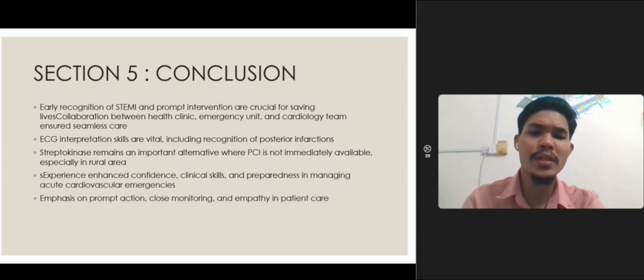For me personally, this really improved my confidence and enhanced my clinical skills, and reinforced the importance of preparedness, close observation, and empathy in patient care.